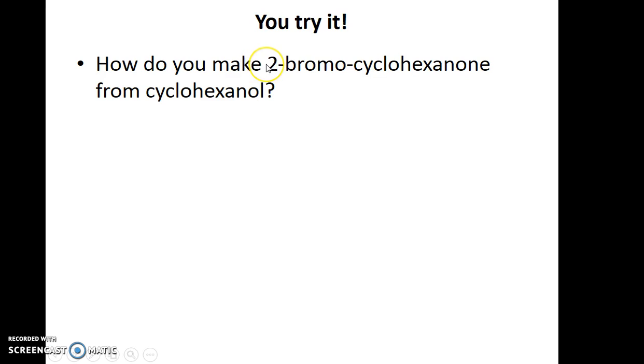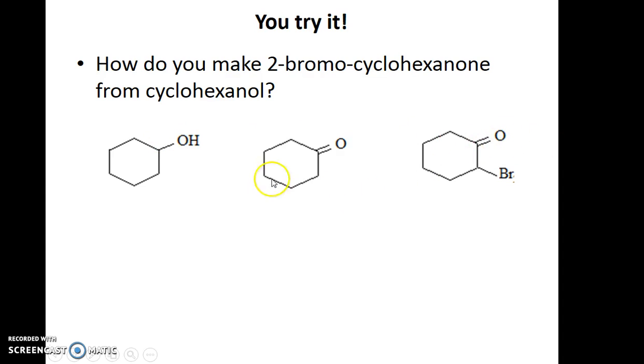So how do you make 2-bromocyclohexanone? There should be no dash there, from cyclohexanol. Well, let's write the cyclohexanol and the 2-bromocyclohexanone. Well, I'm looking at this and I can see we've got a hydroxyl group that can be oxidized to a ketone. So we probably have this as an intermediate.